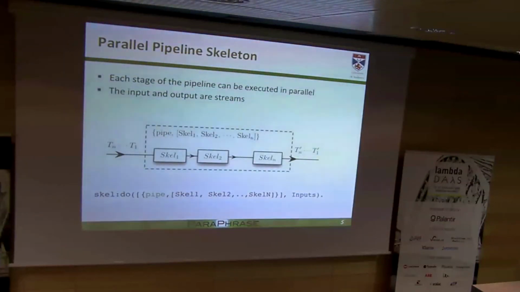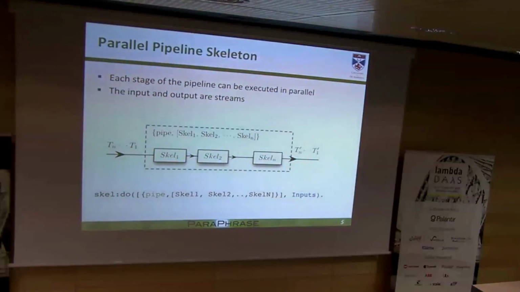So this is just a couple of examples of the type of patterns Skel provides. This one's called a parallel pipeline. The idea here is you've got some work coming in. We call them tasks. And then we've got a number of stages. Each of these stages can execute in parallel. So you can imagine you've got, I don't know, n CPUs. Each stage here can execute on a different CPU in parallel.